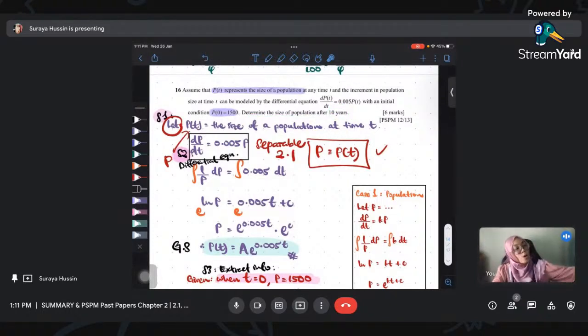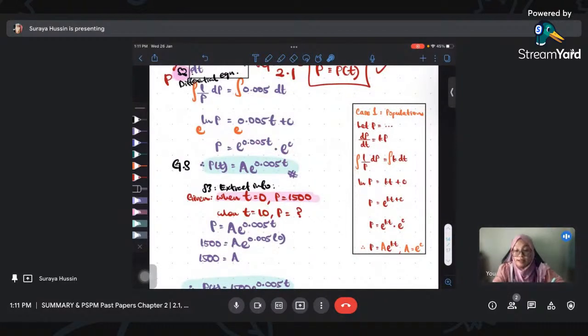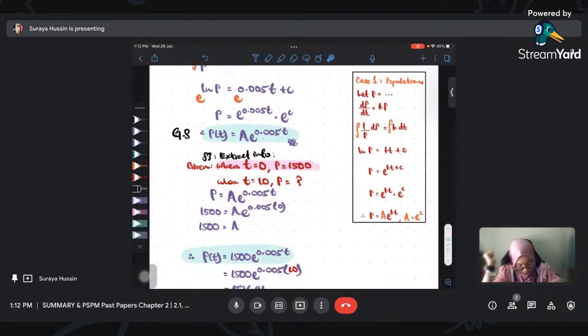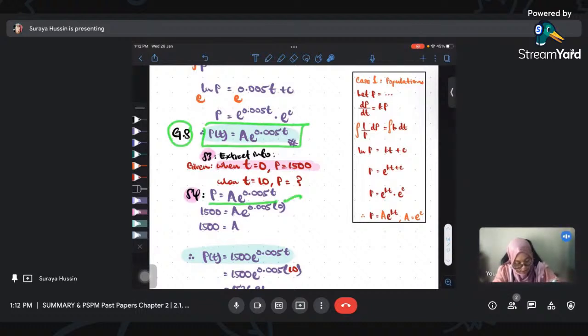Okay. And then determine the size of the population after 10 years. After 10 tahun, berapa banyak population dia? So you put time is equals to t, time is equals to 10 years. And then what's the population? And then what do? Step keempat, pakai semula. As I said, the extract. Step seterusnya pakai semula the GS, use the GS and put the initial condition in. Put it t is equals to 0 and the population is 1,500 and so you will get your answer A. See, you will get the value of A.